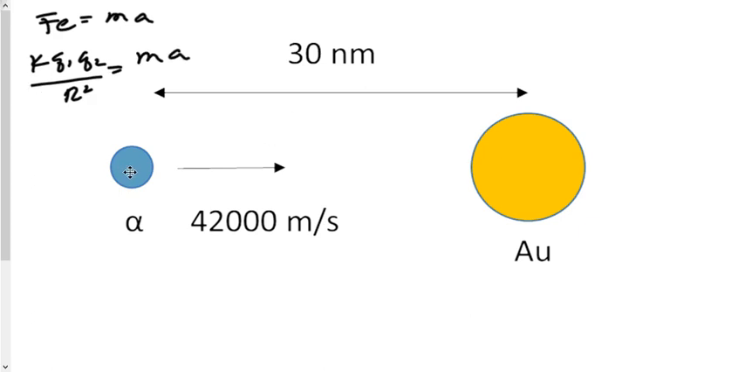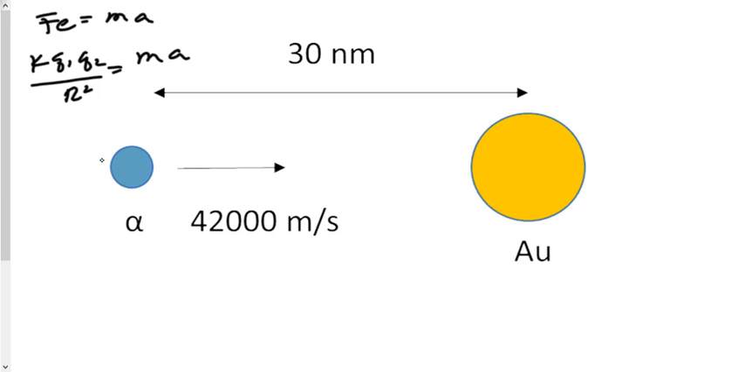Now, the charge on this will be twice that of an electron. This will be 79 times that of an electron, because that's the atomic number for gold. And of course, the mass would be the mass of this alpha particle, which is a helium nucleus, and that would be 6.6 times 10 to the minus 27 kilograms.